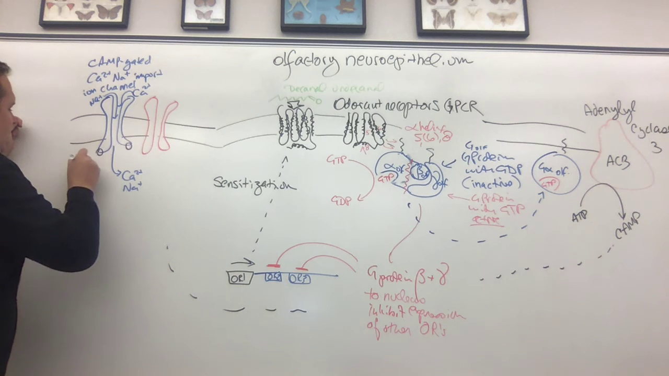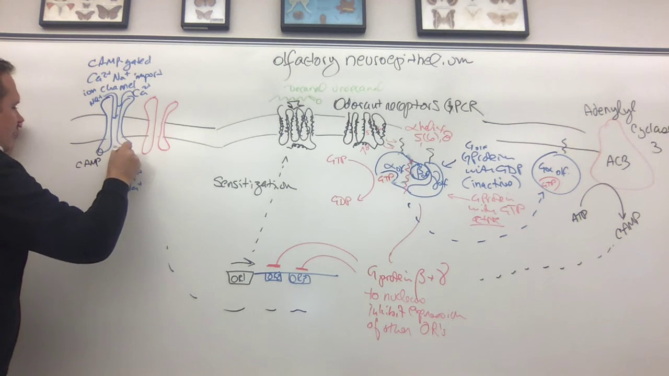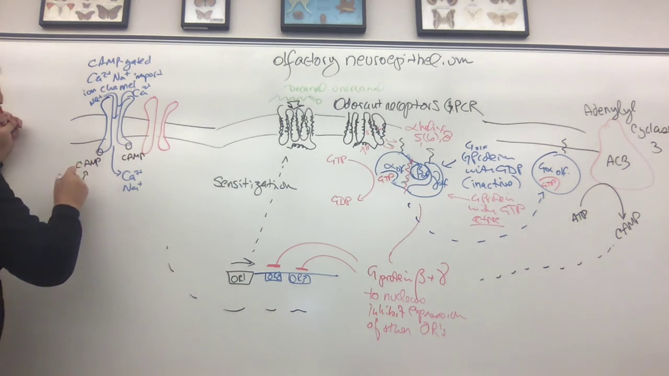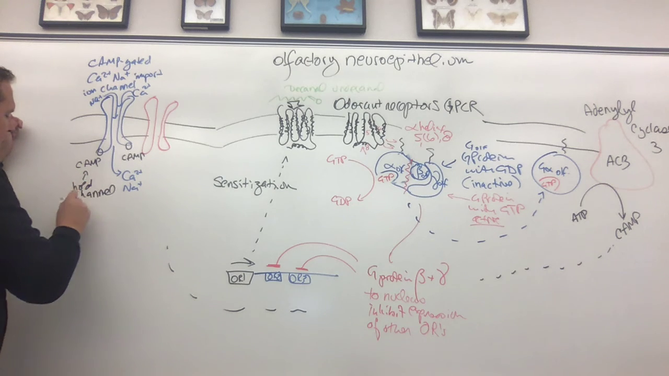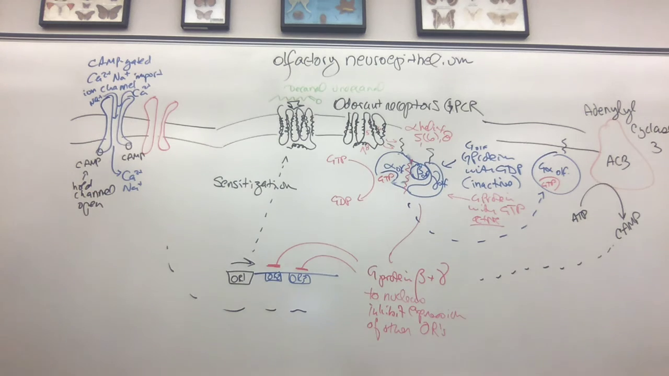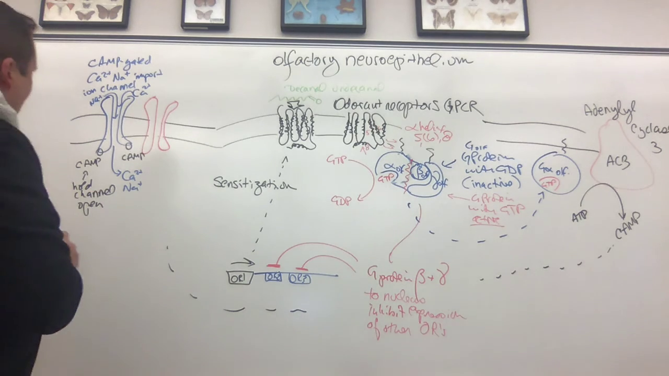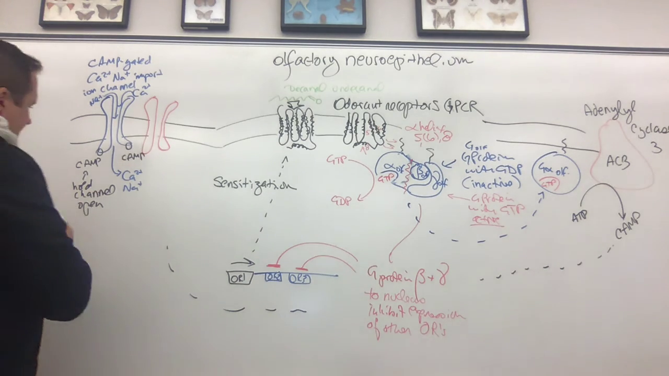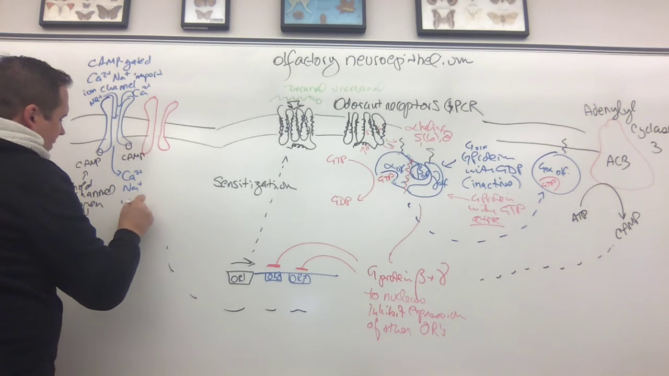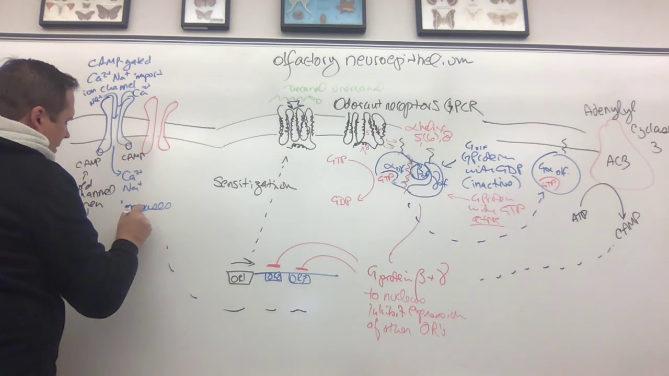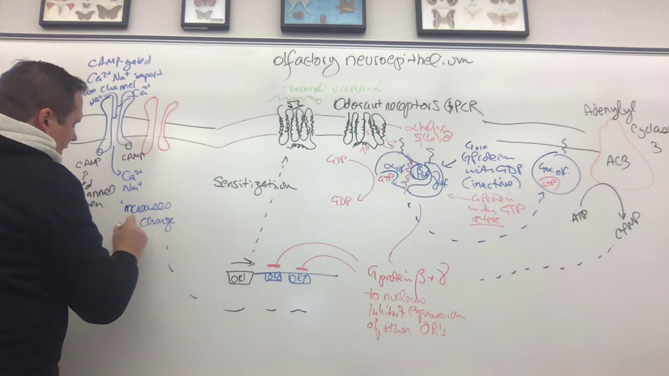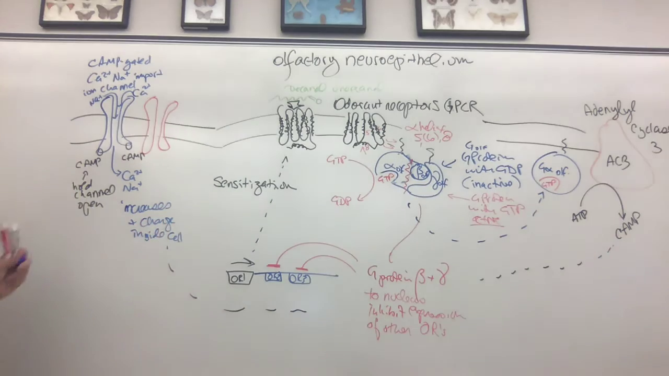And this is gated with cyclic AMP. Boom. So cyclic AMP is going to hold the channel open. Yeah, all right. And so this increases the positive charge inside the cell. Right, so we're trying to charge up this cell basically. We're going to make it super positive.